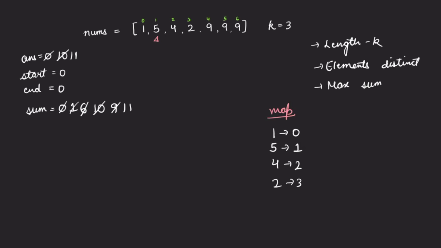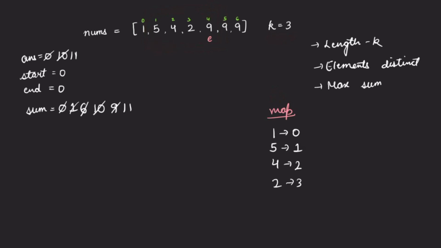Now again we will move our end forward. So end will come here now. Now we will see whether we can consider this 9 or not. This 9 is not present in the map. Then that means we can consider this. But now the size of our subarray is greater than k. So now we will try to move our start towards the right until our length is equal to k, right? So you will move this start towards the right.